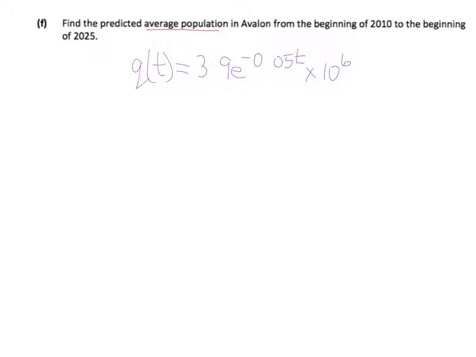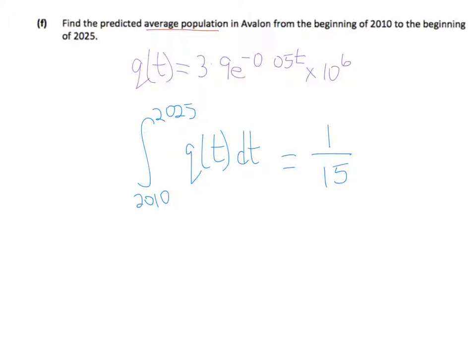So we're going to integrate that. So the integral of q of t with respect to time, and that time is from the beginning of 2010 to the beginning of 2025. So we can see that that's a period of 15 years. So our average then is going to be 1 over 15 times the integral from t equal to 0 to t equal to 15 of q of t dt with respect to time.